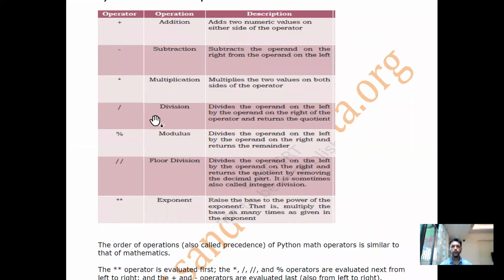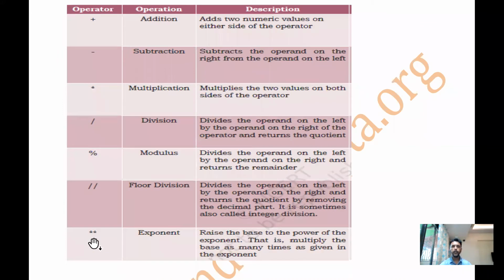So once again, exponent has the highest precedence. In the next category come floor division, modulus, division, and multiply. These four have the same precedence, but their precedence is lower than that of exponent. And below that come plus and minus. Plus and minus have the same precedence, but again, the precedence of plus and minus is lower than these four.